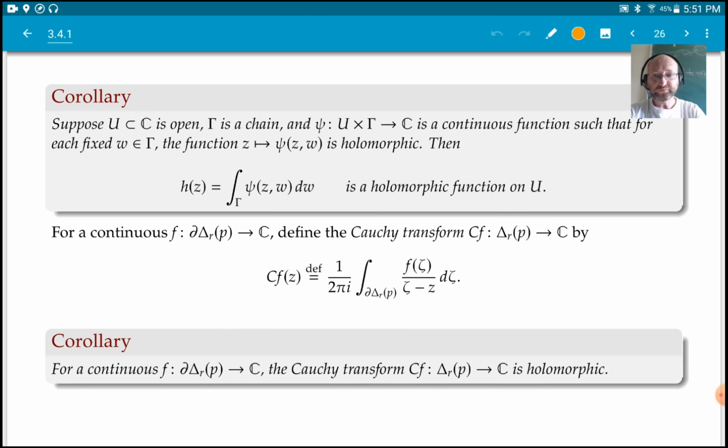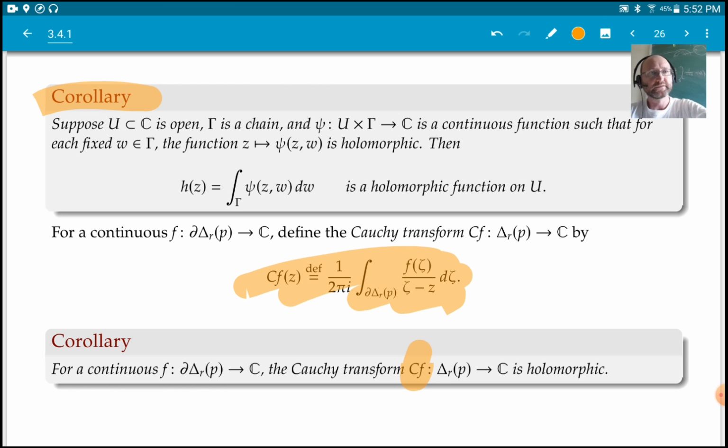And if I apply this corollary, one thing that we get out of this, that the lemma proves, is that this Cf is a holomorphic function. So the Cauchy transform is a holomorphic function. So it's a specific application of this corollary, specifically to this guy.